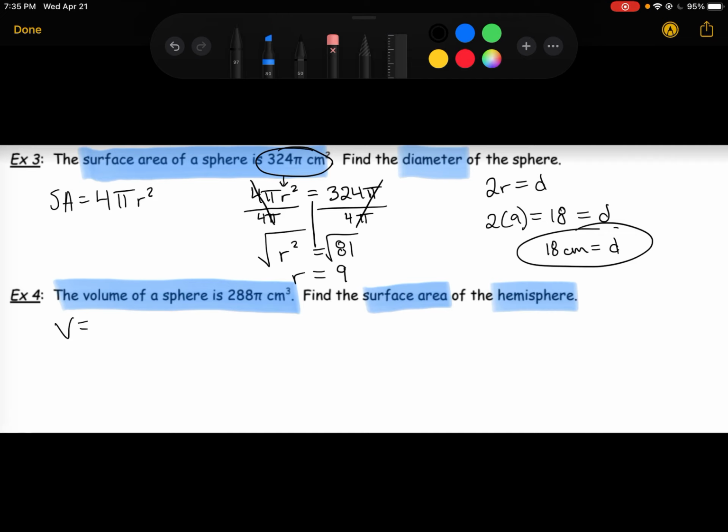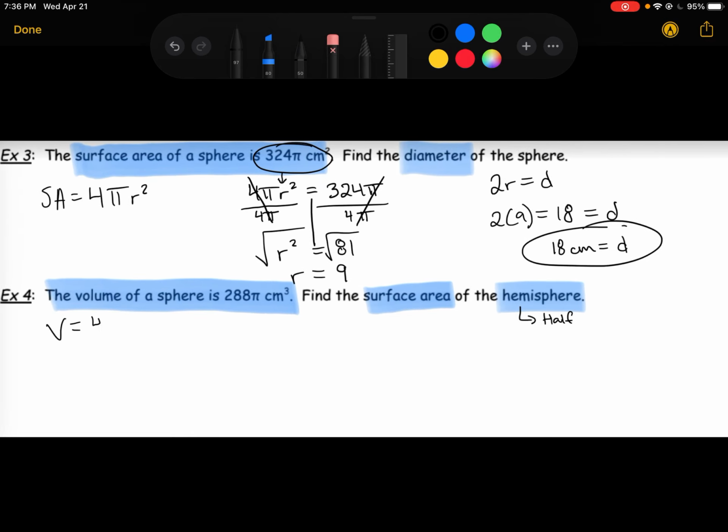For the second example, volume. They're telling us the volume of a sphere is 288 pi, and they would like to know the surface area of a hemisphere. Well, hemi just means half. It's kind of like if you slice a watermelon in two, right down the middle, and you only take half of the watermelon. So the whole sphere is the whole watermelon. In this case, we just want half of it. So another example of Fruit Ninja applying to geometry. Cut the watermelon in half, whatever's left over, that's a hemisphere, half of the thing.